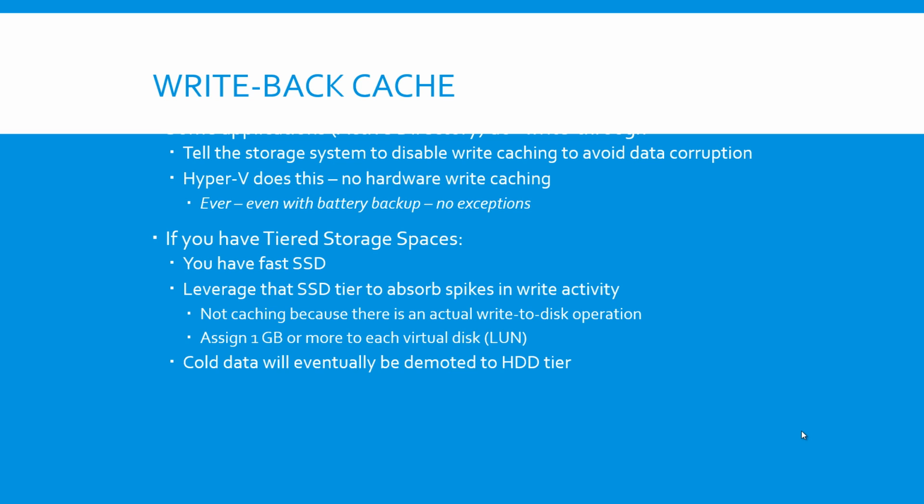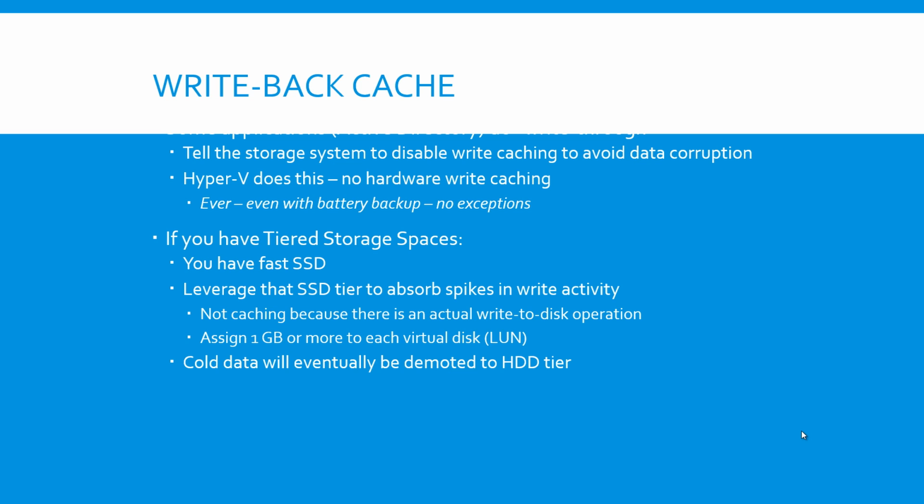An advantage of doing tiered storage spaces is something called write-back cache. You may not know it, but most services that need to have consistent data, such as Active Directory, databases, virtualization, and this includes Hyper-V and vSphere, will bypass the write cache by doing something called write-through. So if you have a nice big write cache, it's not being used by your virtualization.